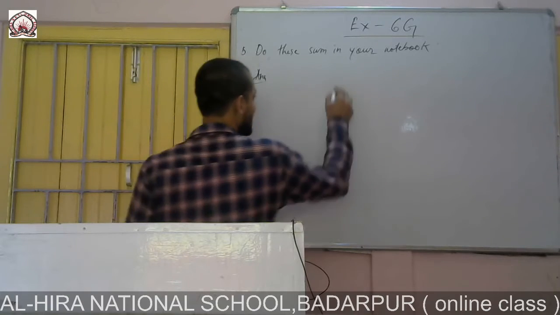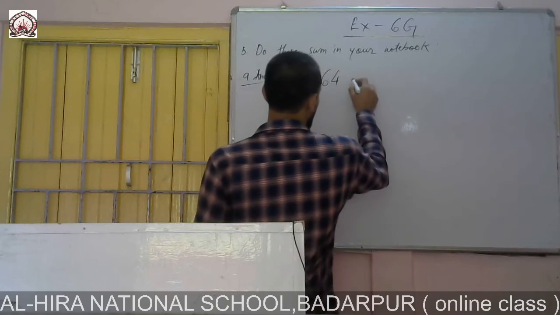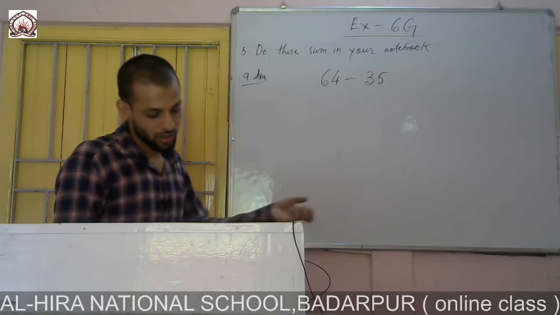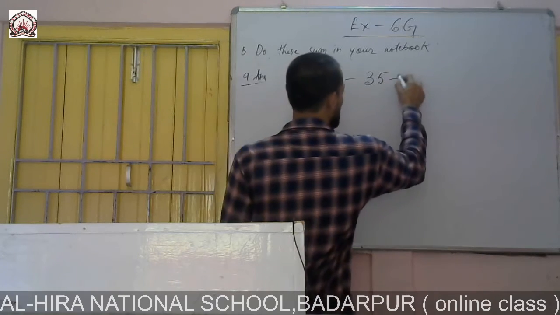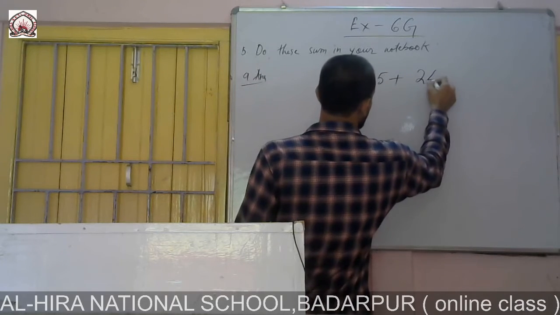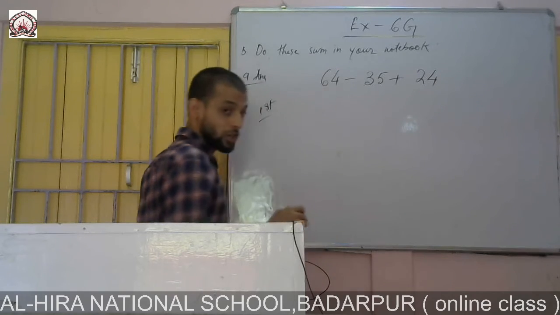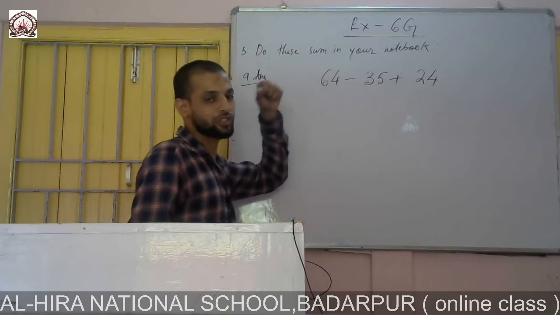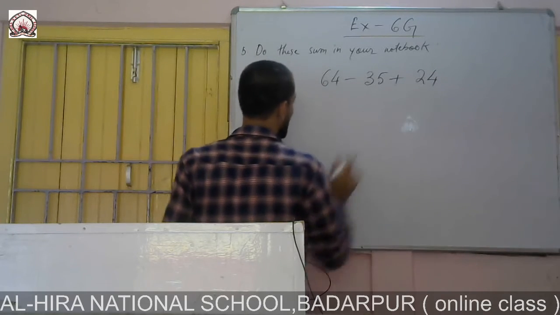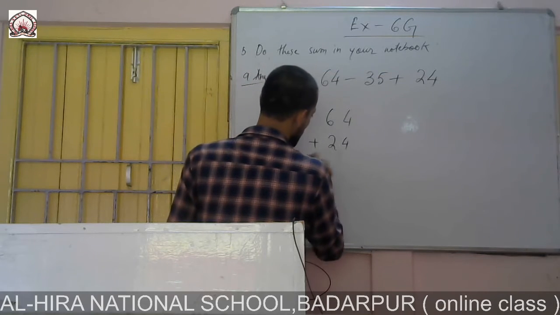Okay, so we can write like this: 64, from which 35 he lost, minus 35. Then his mother bought 24 color pencils for him, so plus 24. So here is the first part. As I told you earlier, at first we have to add, then we have to subtract. So here 64 and 24, these two numbers we have to add. 64 plus 24.